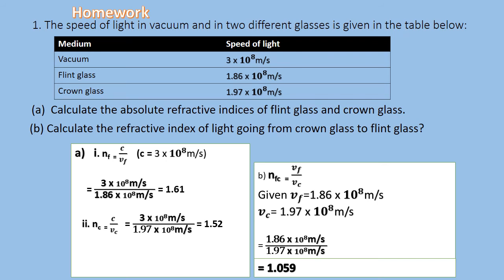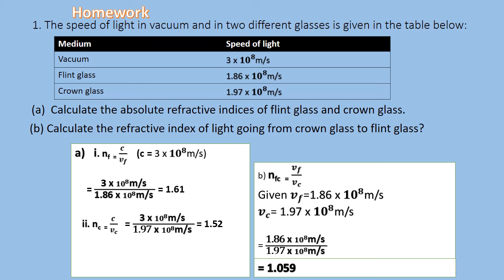The homework question was given to you in one of the previous modules. Please check your answer, children. The velocities of light in vacuum, flint glass and crown glass were given. Two questions: calculate the absolute refractive indices of flint glass and crown glass. Calculate the refractive index of light going from crown glass to flint glass.